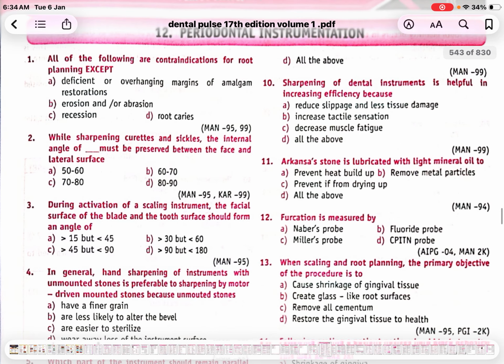Till now we have covered till chapter 11th of perio. Now we are on chapter 12, which is periodontic instrumentation. So we'll start with the first question, which is all of the following are contraindication for root planing, except recession.